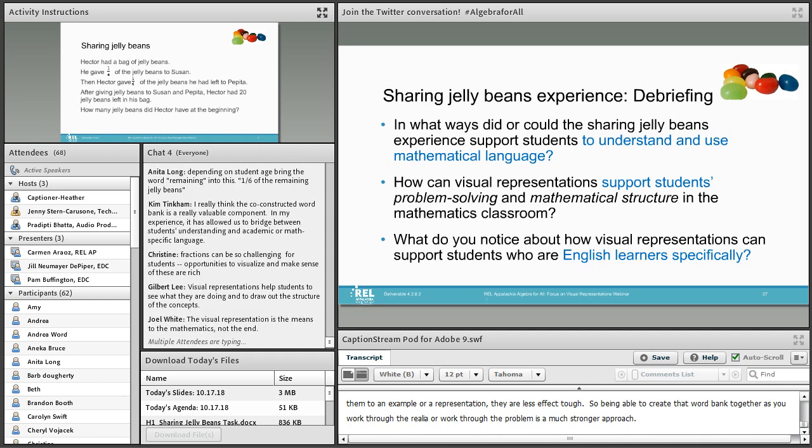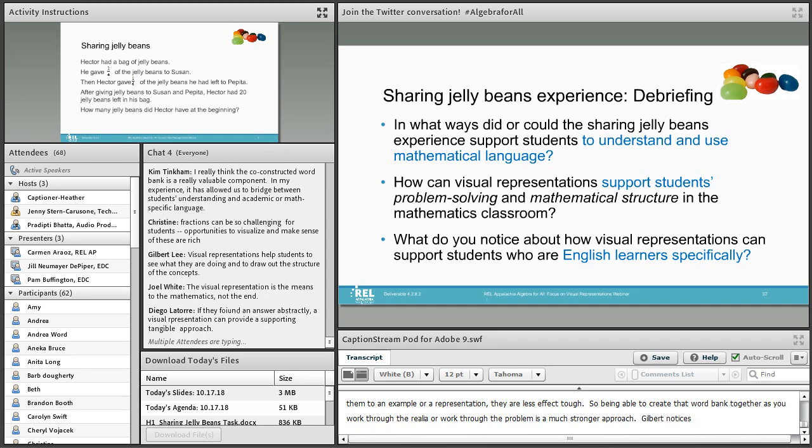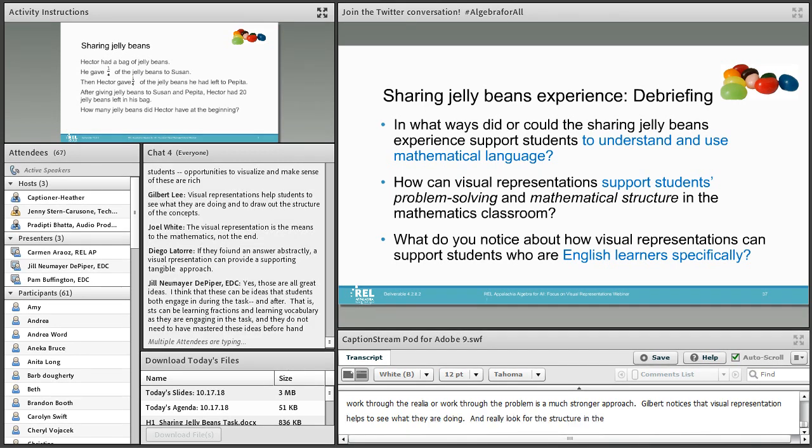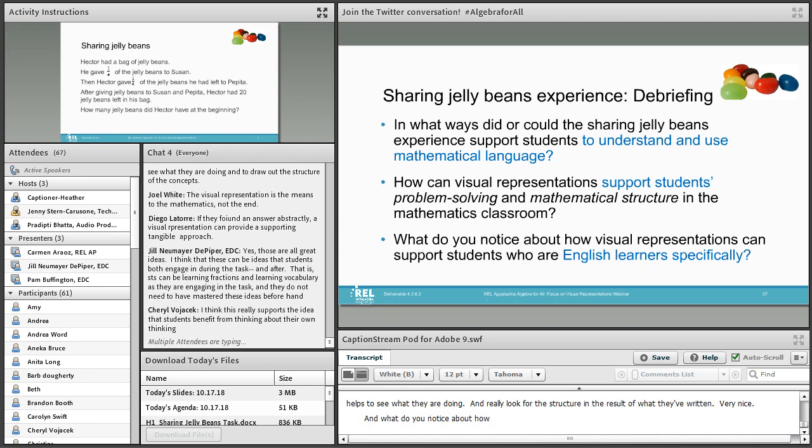Gilbert notices that visual representations help students see what they are doing and really look for the structure in the result of what they've written. Very nice. And what do you notice about how visual representations can support students who are English learners specifically?